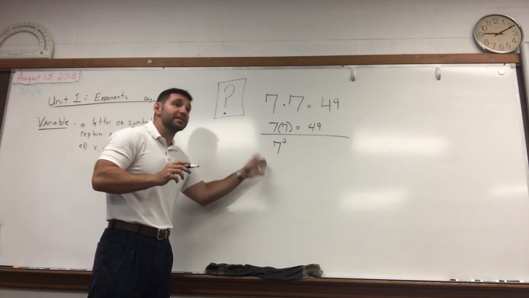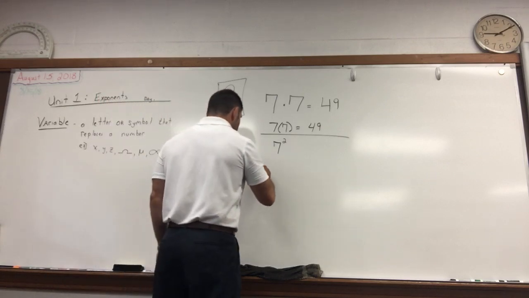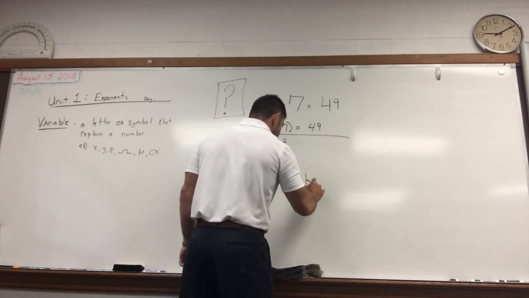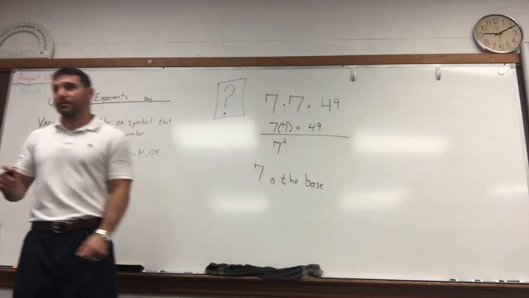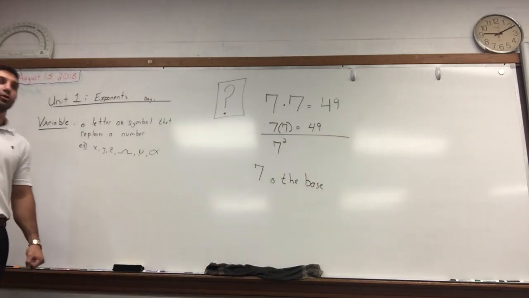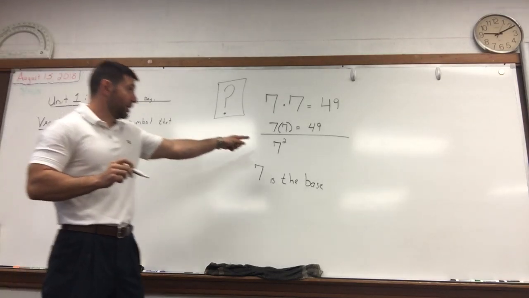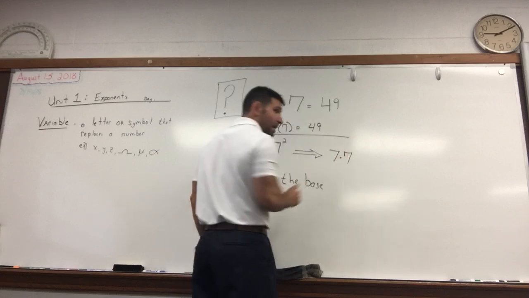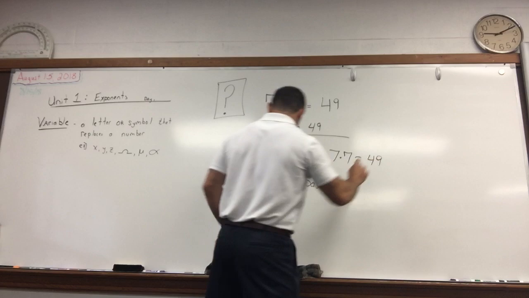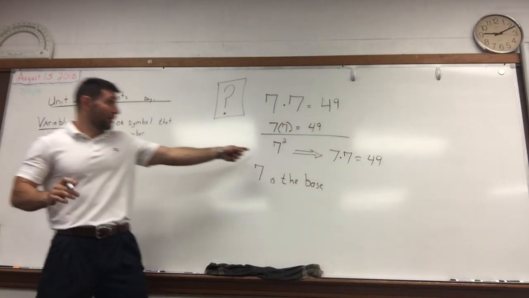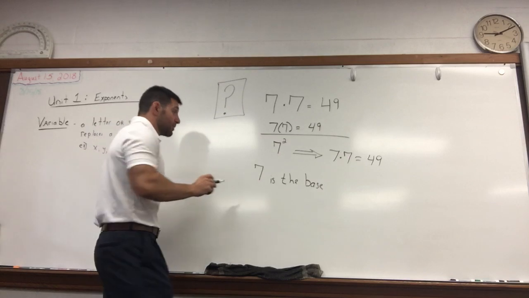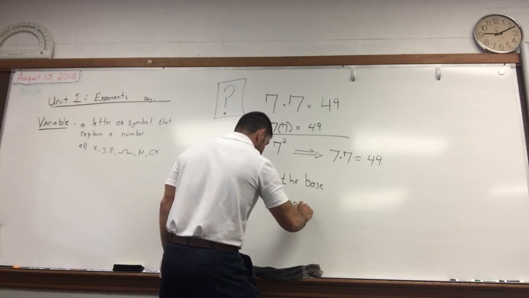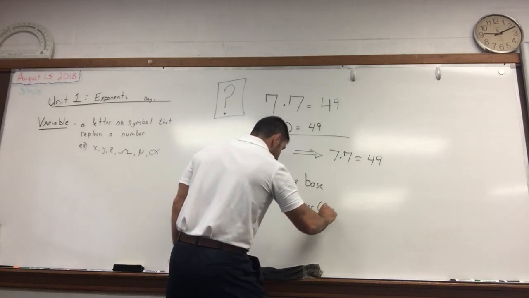Now, we're going to use this as our example. 7 is the base. The base number is what we're going to be using to multiply. Because we know 7 squared is really 7 times 7, which is 49. So 7 is the base. That's the number that we're multiplying. Then we've got the 2. The 2 is the power or the exponent.